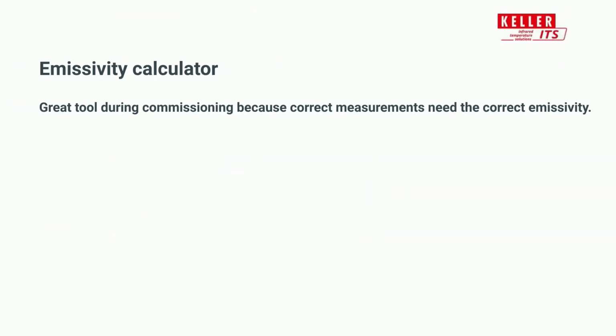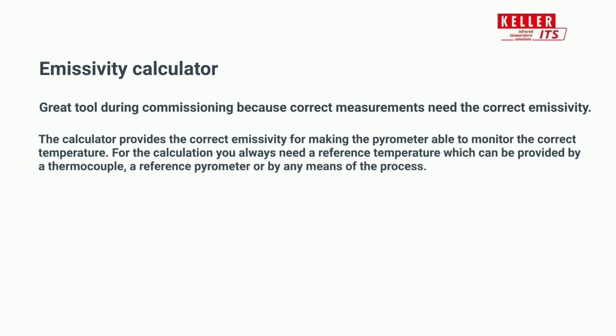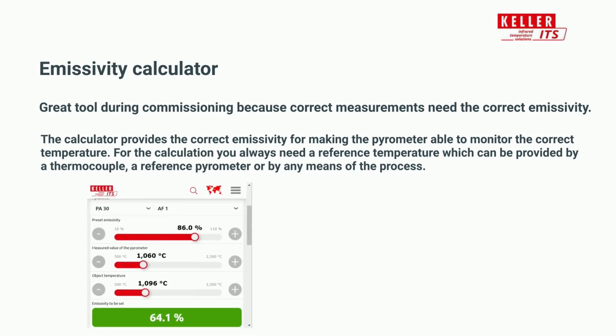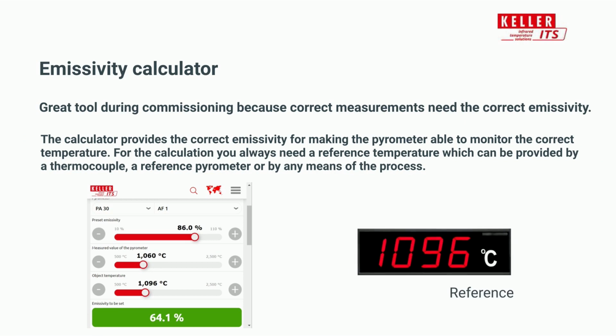The emissivity calculator is a great tool during commissioning because correct measurements need the correct emissivity to be set. By using this calculator, you will get the correct emissivity to set for the pyrometer's measuring task. For calculating this, you always need a reference temperature, which can be provided by a thermocouple, a reference pyrometer, or any means of the process.